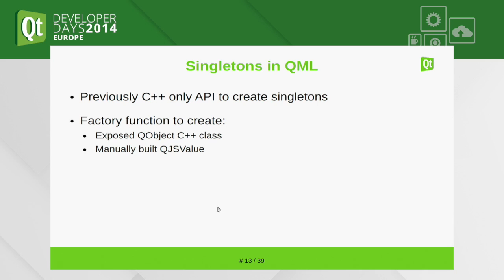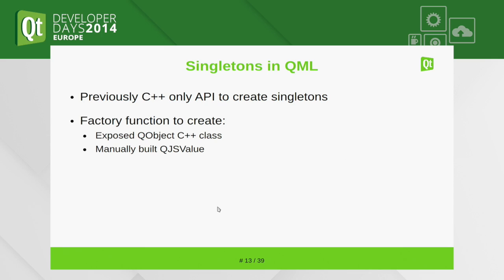QML always had the ability to create singletons. Singletons are objects that you have only one single instance of in your program. You can be sure that there will always be only one, and then you can access it also directly. And the way you could create singletons in QML, or access them from QML, is that you'd have to create an entire QObject subclass, and you have to expose it using a special QML register singleton function, or you can also register a factory function that is called only one single time, and then you return a QJSValue or similar.